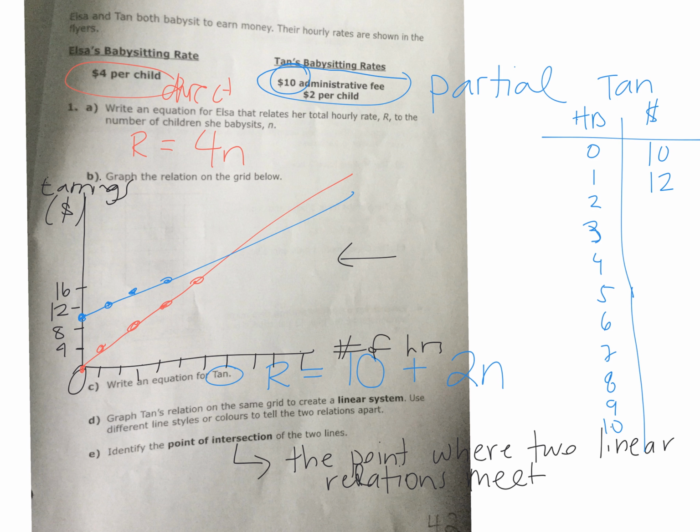So 2 hours would be, I don't know why I said hours. It's supposed to be children, sorry. I even wrote here number of hours. It's supposed to be number of children, my bad. Number of children, every child, it's $2. 14, 16, 18, 20, and so on.